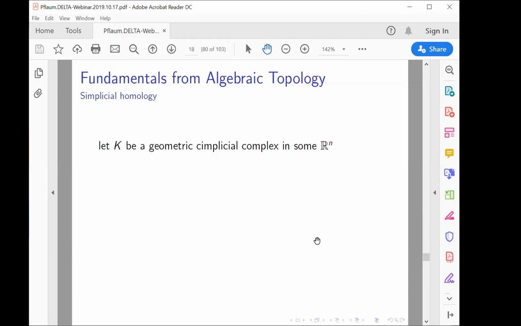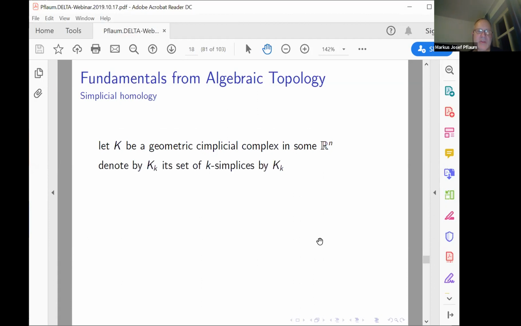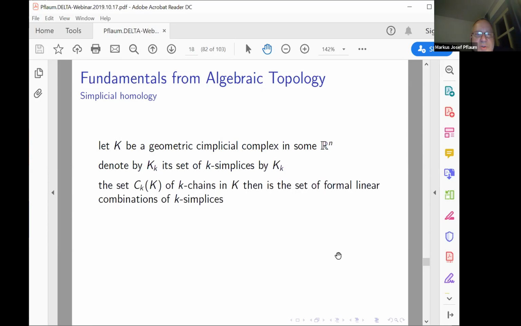Okay, thank you. Now assume that we have a geometric simplicial complex. So just the gadget I mentioned before, and you look at k simplices, and give that a name, call it K lower k. And when you have that, you form the so-called k chains of that simplicial complex. What is this? Mathematically, it's the set of formal linear combinations of k simplices.